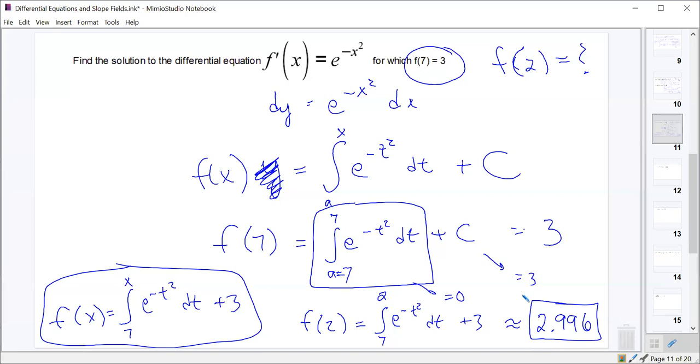So think about what that means. The integral from 7 to 2 is the opposite of the integral from 2 to 7, right? So that's basically saying that the value of the negative area under the curve e to the negative x squared from 2 to 7, plus 3, is 2.996. And so we should be able to use this idea for any function that we are unable to integrate, to find the value of the function at any other x value we're interested in.